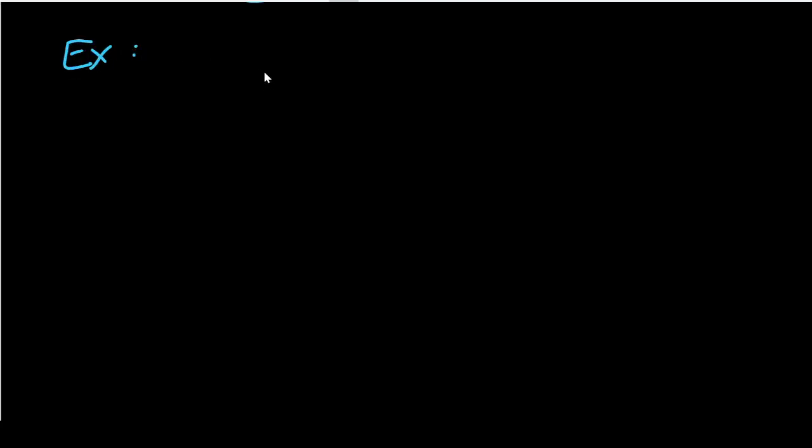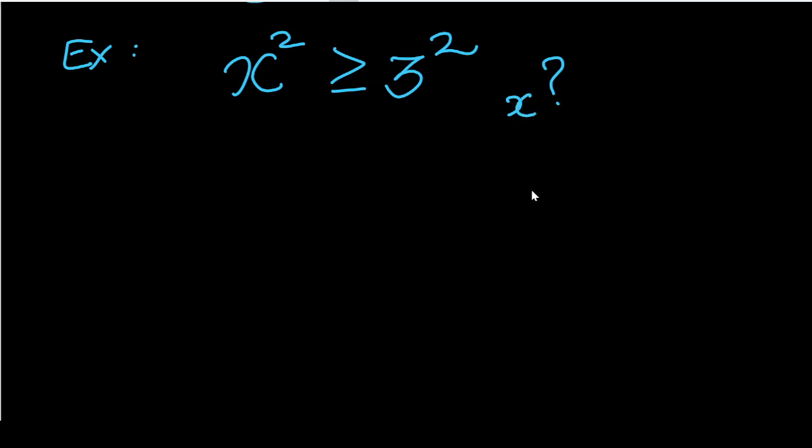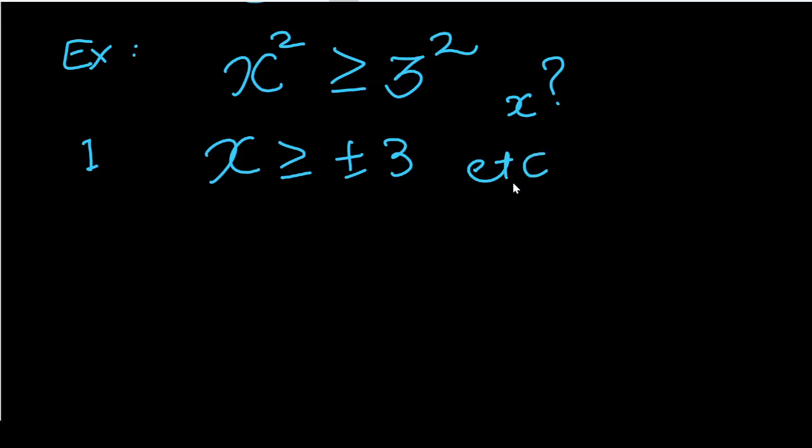So guys, if I ask you x square greater than or equal to, let's say, 3 square, how can we solve this? What I mean to say is, what is x? Can we do it like this, taking the square root, x equals plus minus 3 and so on? Is this approach right?